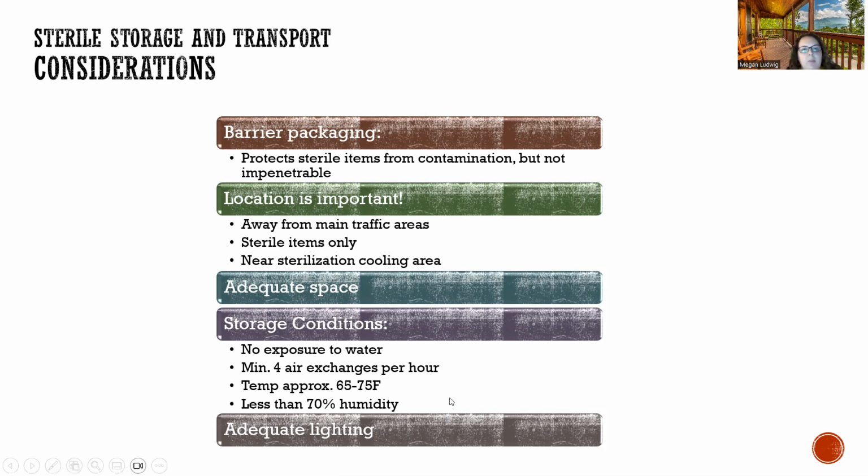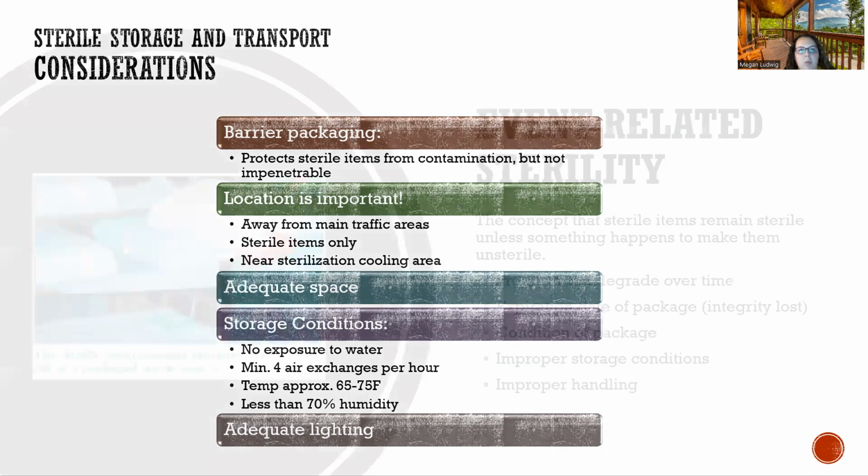Less than 70%, sometimes it'll be a range like 30 to 70%. Anything too low, below 30, you're going to risk static electricity, which could start fires. So you don't want that either. And anything above 70 is too humid, which could also have bacteria grow as well. And adequate lighting, you obviously want to be able to see what you're doing, see what you're finding, and it could be a safety issue.